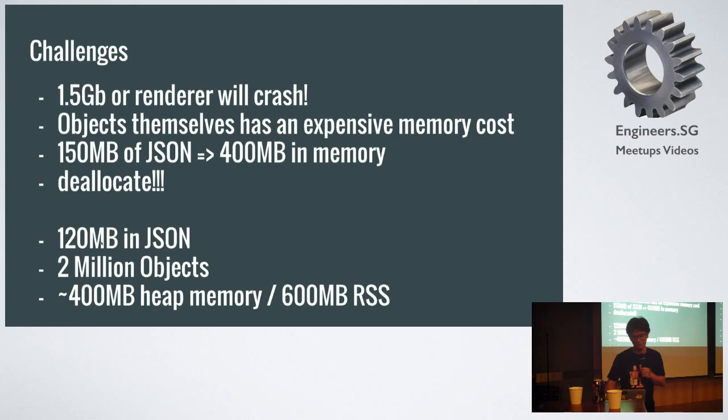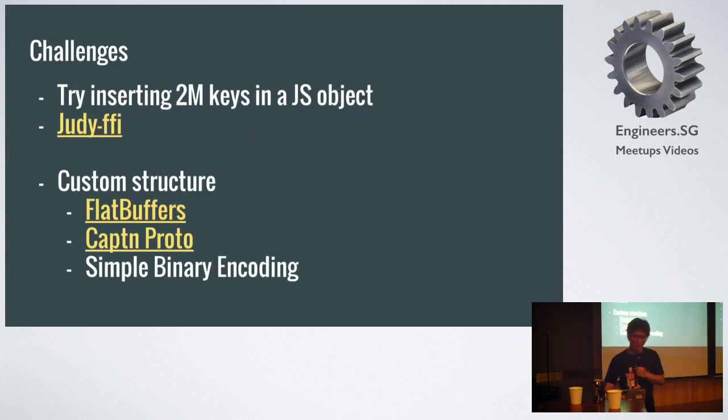120 meg of JSON actually has 2 million objects. There are so many objects in your file system, and if you try inserting 2 million keys in a JavaScript object, you'll start to face a challenge. And if you're doing Node at scale, then you face this problem.